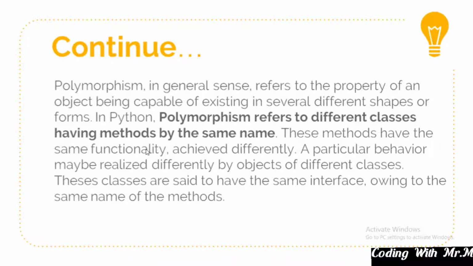Polymorphism in the general sense refers to the property of an object being capable of existing in several different shapes or forms. In Python, polymorphism refers to different classes having methods by the same name, but these methods have the same functionality achieved differently. Now, a particular behavior may be realized differently by objects of different classes. These classes are said to have the same interface owing to the same name of the methods.